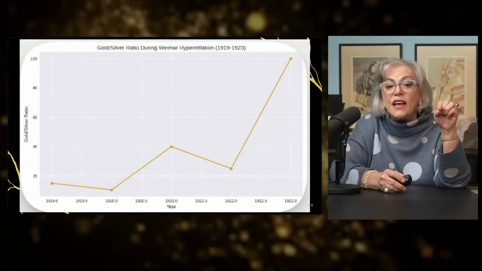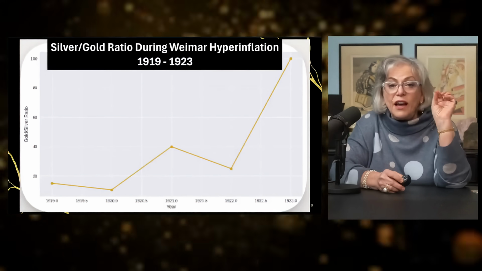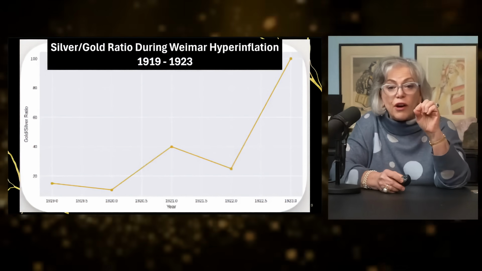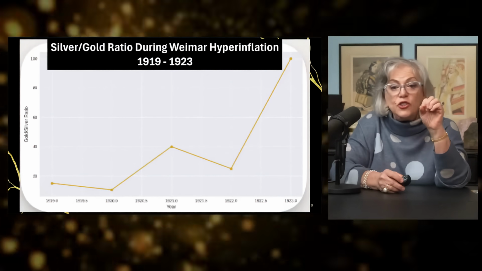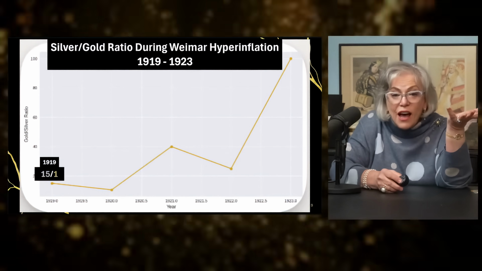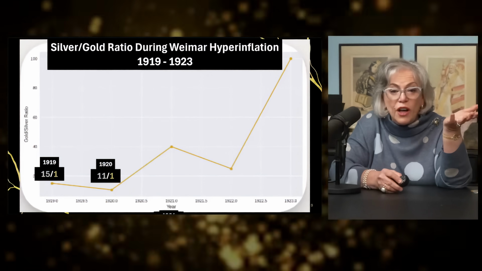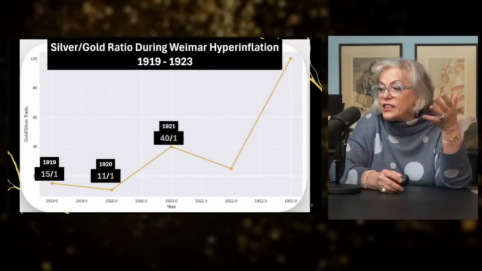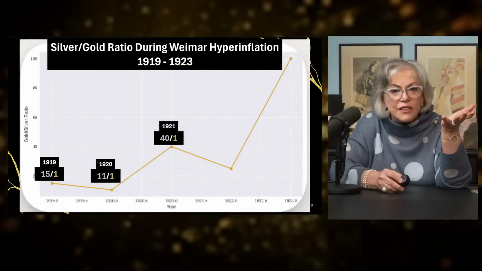And this is, for that period of time, the silver to gold ratio during the Weimar hyperinflation. And you can see that it definitely did go down, right? It was 15 to 1 in 1919, 11 to 1 after that. By 1921, it was 40 to 1, so it had gone up substantially.